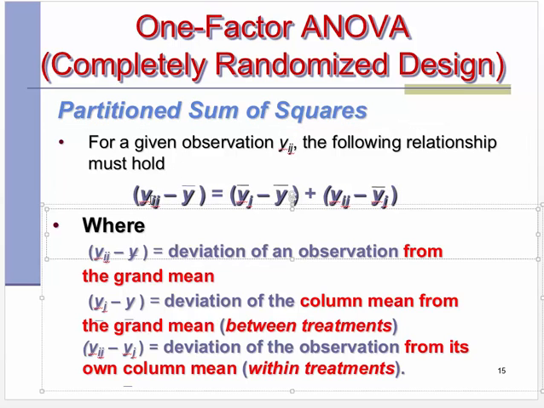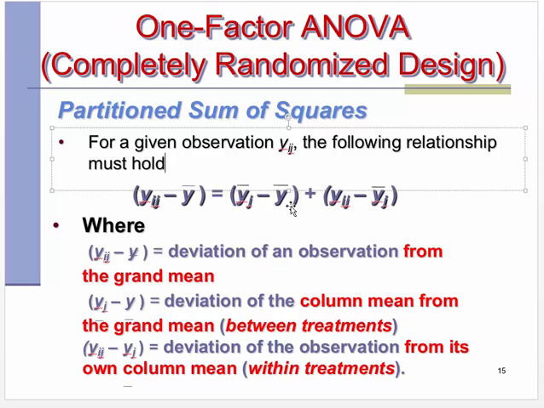Okay, yij minus y bar, that's the individual y item value minus the overall mean, must equal y bar j minus y bar plus yij minus y bar j. Why does this equation hold true? Because if you open the parentheses, what do you see? You see that this item here, y bar j, and this item here, y bar j, cancel each other. What we have is just yij minus y bar. That's exactly what this is.